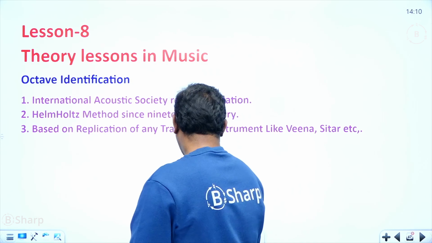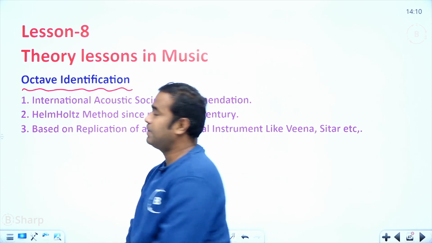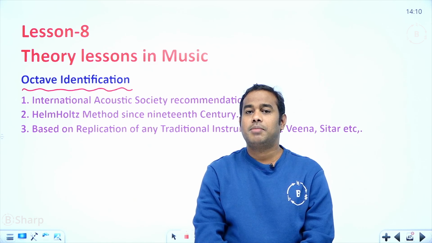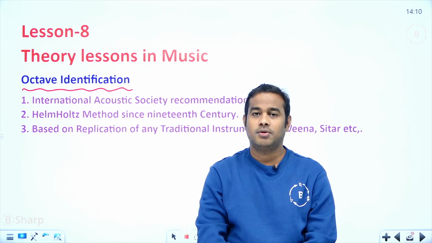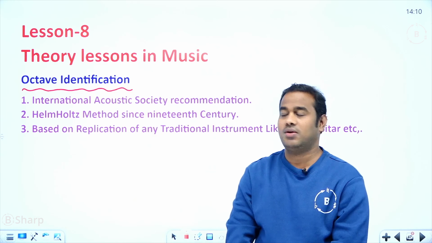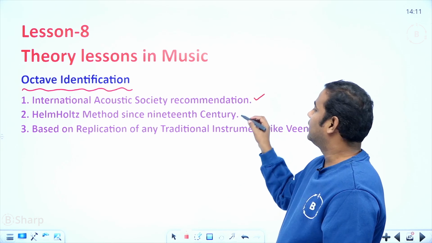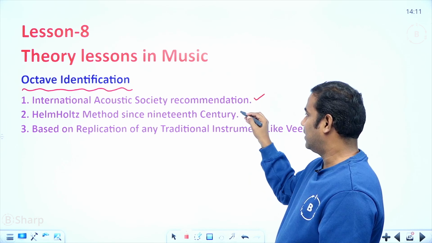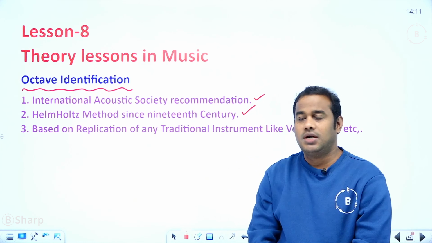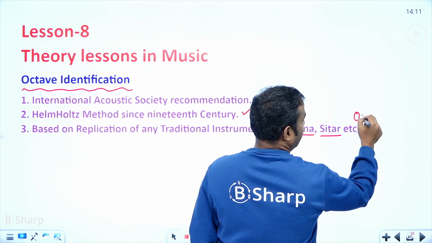Here in octave identification, we have to understand that there are many ways of representing it. When you read a music sheet, it can be represented in many forms. The most common are three methods: the International Acoustic Society recommendation method, the Helmholtz method since the 19th century, and sometimes a method based on traditional instruments, like the Veena, the Sitar, or the oud.